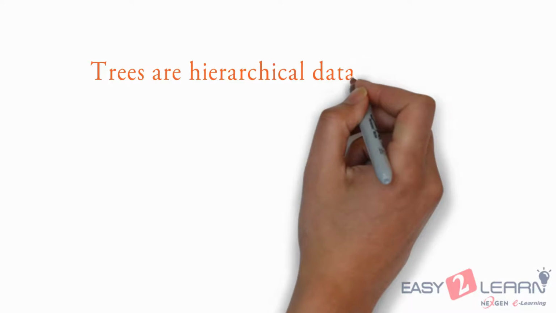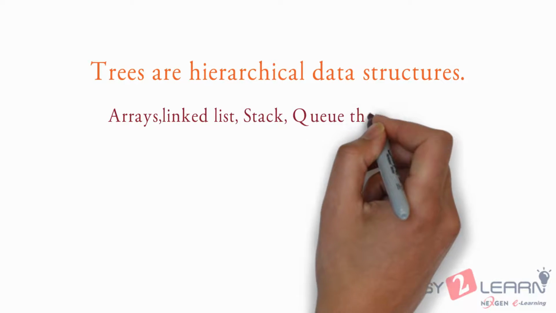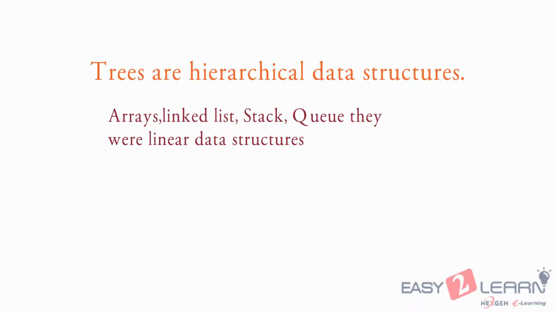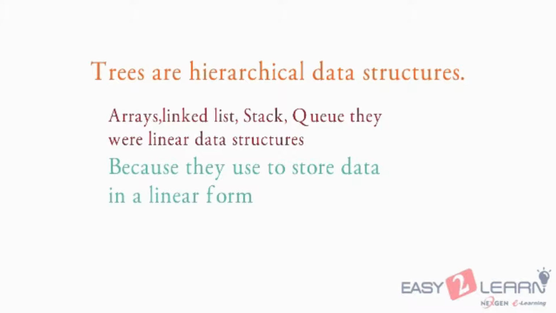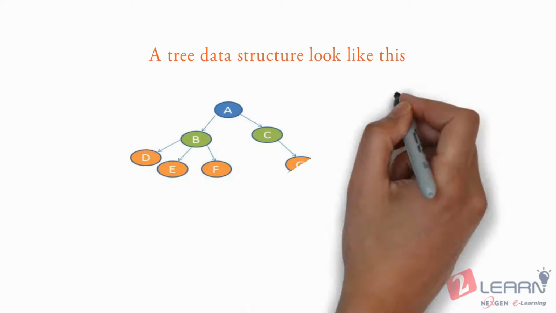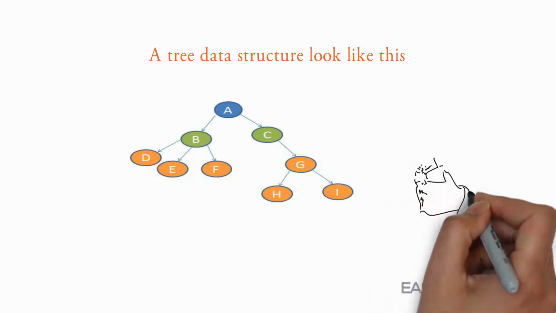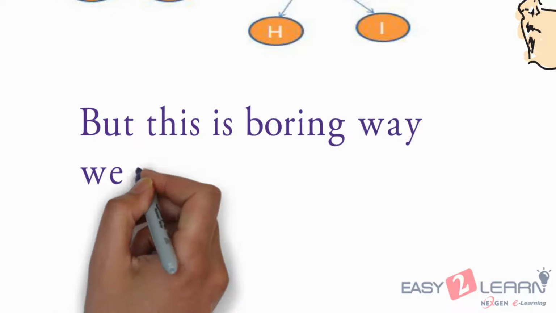Trees are hierarchical data structures. We all know linear data structures like arrays, linked lists, stacks, and queues because they are used only to store data in a linear form. But a tree data structure looks like this. Boring? I know. Let me explain this in an animated way.